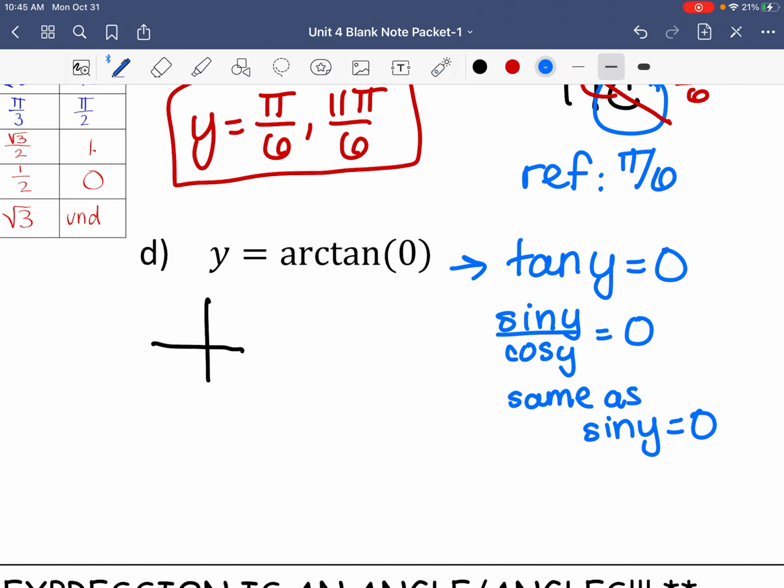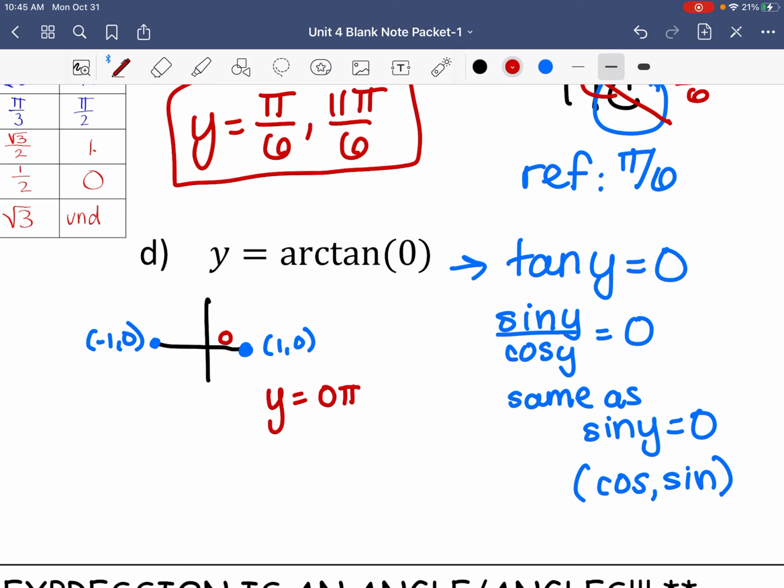Remember, all of the points along the unit circle are cosine, comma, sine. And so I want to know where the y coordinate is 0. Well, right there and right there. And if I want to know what angles go with there, this is an angle of 0, which I can just call 0 or I can call 0 pi. Around to here is 1 pi. And if I did a full loop, 2 pi.